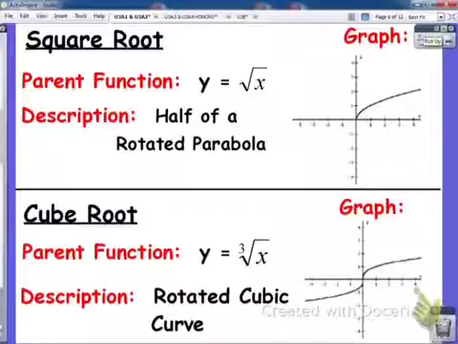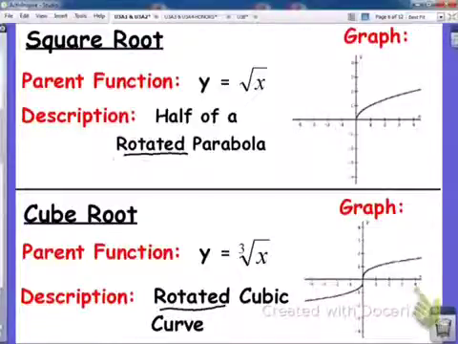Okay, so this is a half of a rotated parabola, we'll say. Cube root. This is similar to the square root, except in this case, the second half is not cut off. Also, for me to say rotated, that's not exactly true. It's more of a reflection. Let me just say that, reflected. And let's just cross this word out.